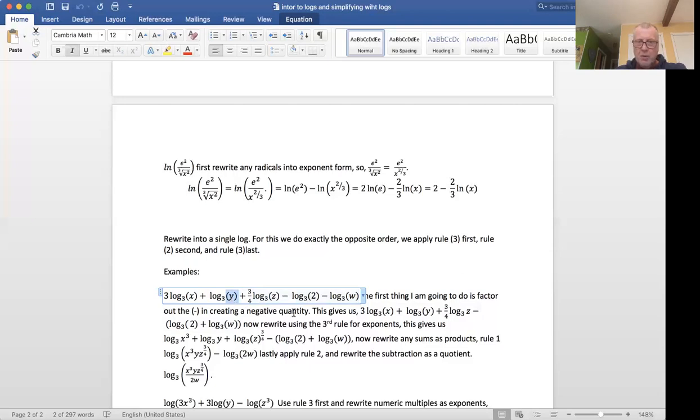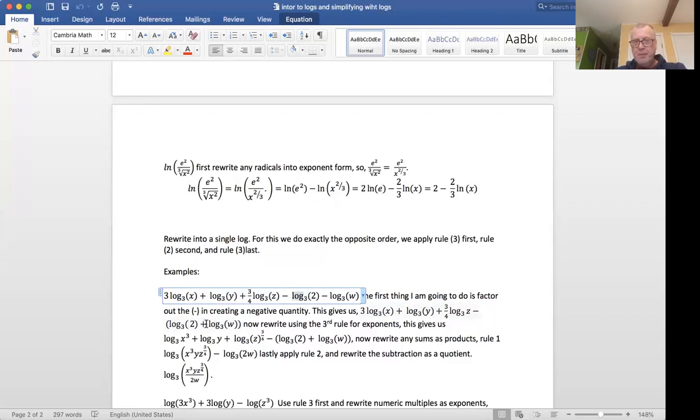That part didn't change. And then 3/4 log base 3 of z. That part didn't change. But here and here, I factored the negative out. And so that negative goes in front, right here. And then the log base 3 of 2 and the log base 3 of w go into parentheses with addition between them.